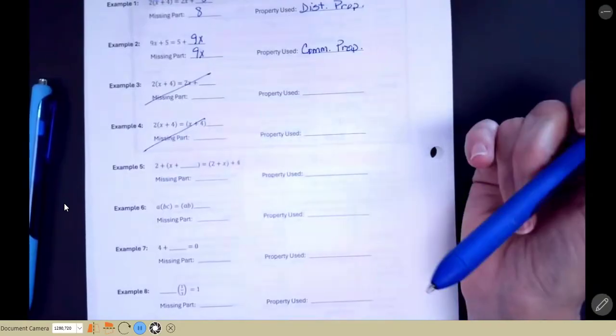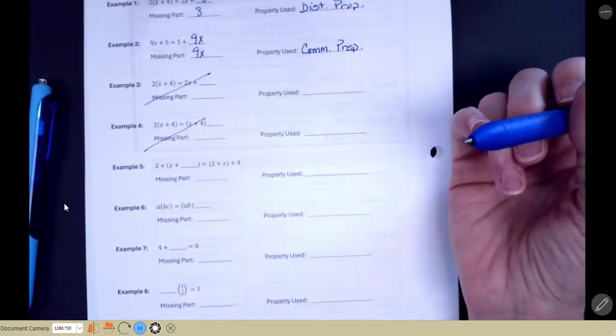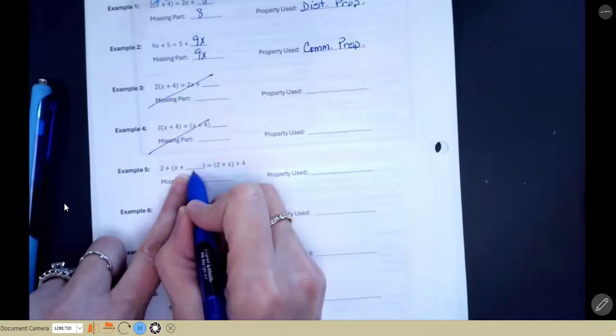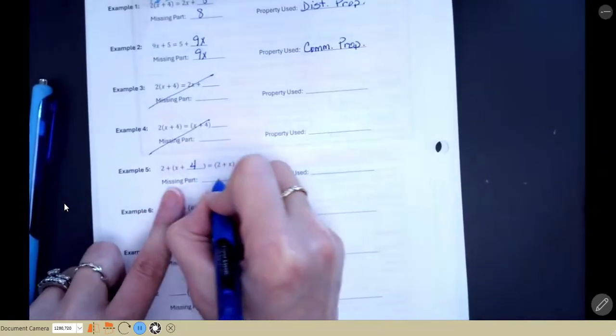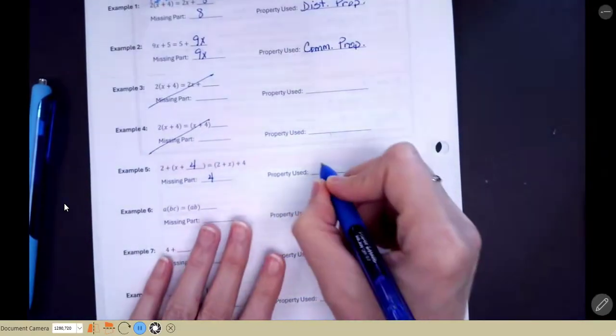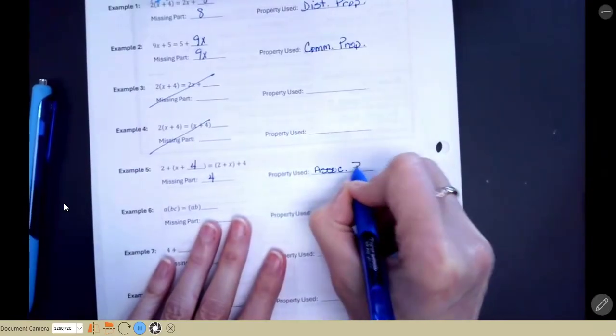Can somebody tell me what we changed from this to this? Right. Did we change the order? No, so it's not commutative. We changed the groupings. And so what should go right here? 4. That's the missing part. And so this would be associative. Now, when you abbreviate associative, please abbreviate it to the C. Okay. Just saying.